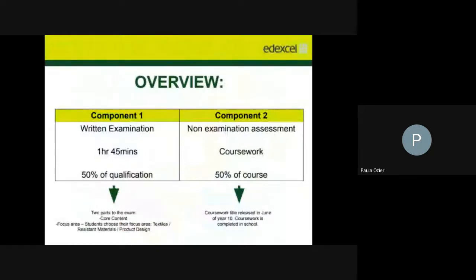So looking at the course structure, the course is made up of 2 different components. The first one is a written exam. It takes 1 hour 45 minutes and it's worth 50% of your GCSE. And then the second component is the non-exam assessment, or the NEA, also known as coursework, and that's worth the other 50% of the course.